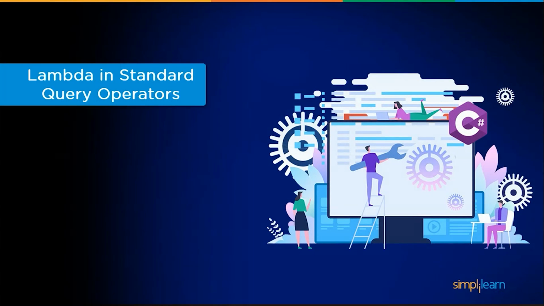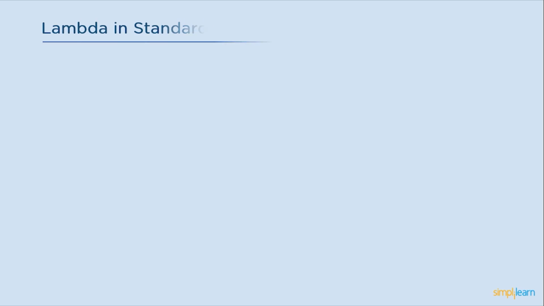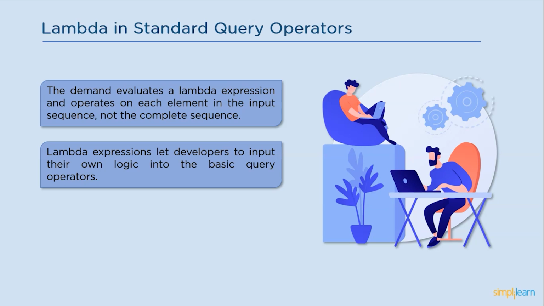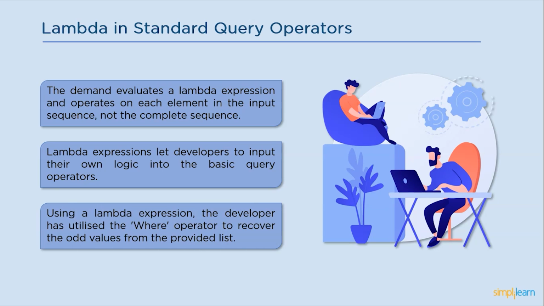Let's get back to our slides. Now let's discuss lambda in standard query operators. A lambda expression with a query operator is evaluated on demand and operates on each element in the input sequence rather than the entire sequence. A lambda expression allows developers to insert their own logic into the usual query operator. Let's take a look at an example, in a code editor where the developer utilized the where operator to recover the odd items from a provided list using a lambda expression. Let's go to the code editor.